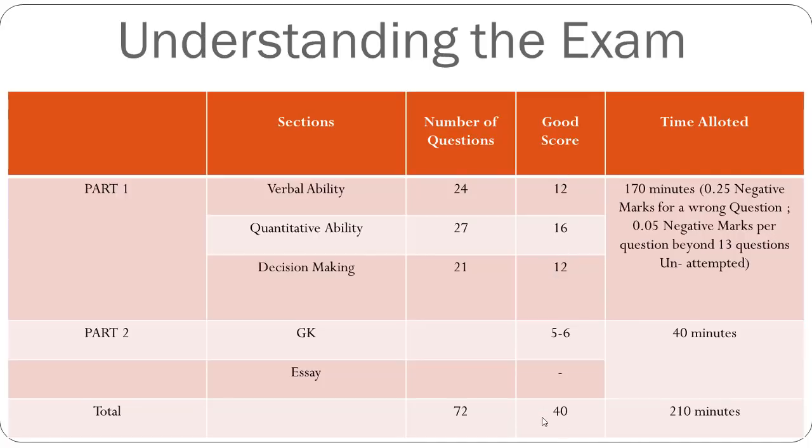So as I said, these are good sectional scores, and overall you should aim for around 40 marks, because that will not only help you get the call, but will even increase your chances of converting the call. 40 marks is roughly around 98.5 to 99 percentile, which is a pretty good percentile, and you can increase your chances of converting the call of XLRI.